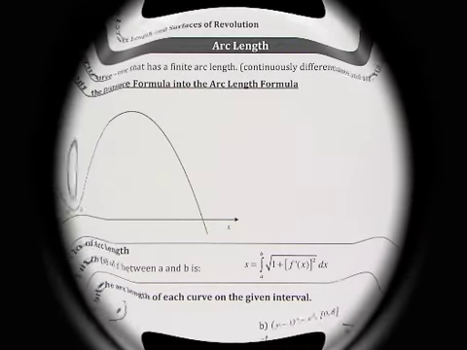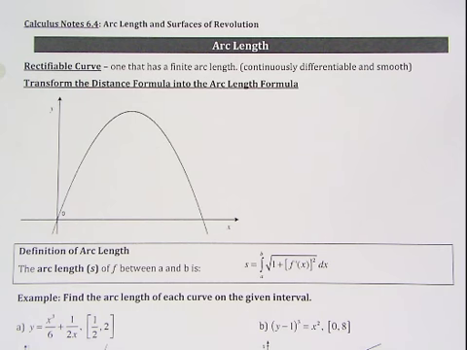So today we have another application of the definite integral, and we're talking about arc length. First we just want to define something. It's called a rectifiable curve. That's a great word. Basically it's a curve that has a finite arc length. For a curve to be rectifiable, it has to be continuously differentiable and smooth over a certain interval. So it's not all jagged and it doesn't have holes or asymptotes or anything. It's going to be continuous there.